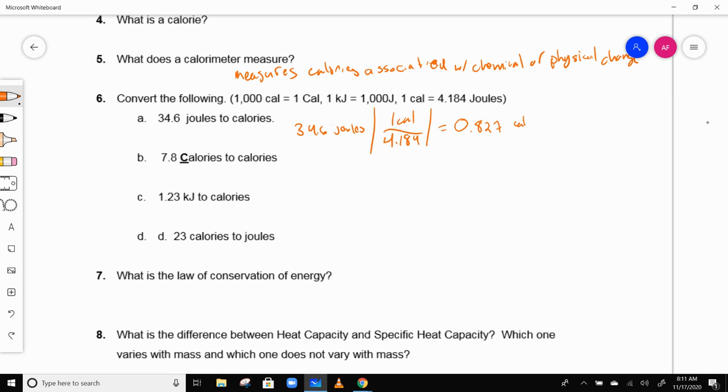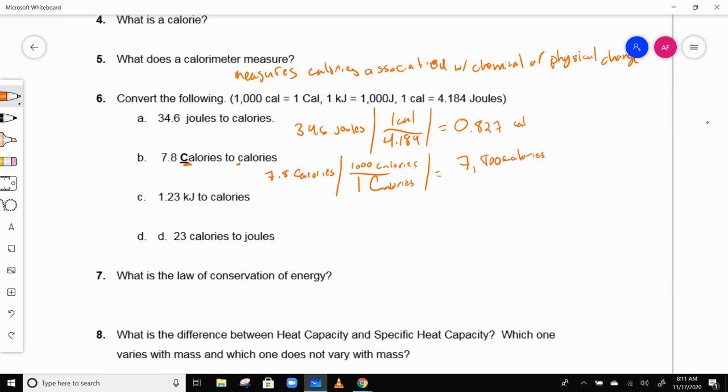Okay. Big C Calories to little c calories. You just got to divide by 1,000 basically here. Or actually, multiply by 1,000. Sorry, my bad. It's 1,000 calories for every 1 Calorie with a big C. So it's 7,800 calories with the lowercase c.